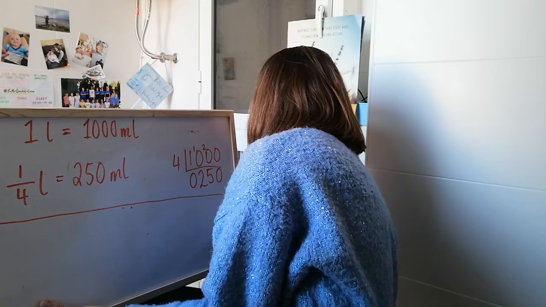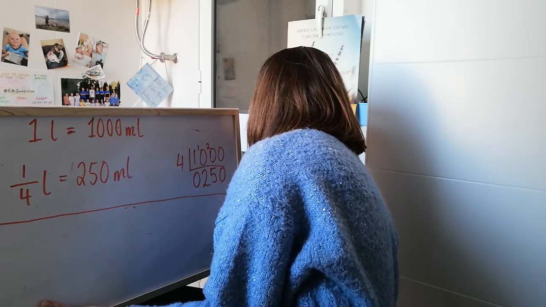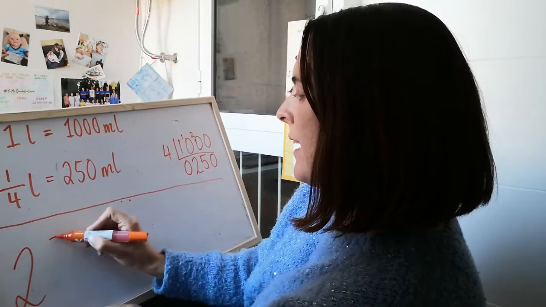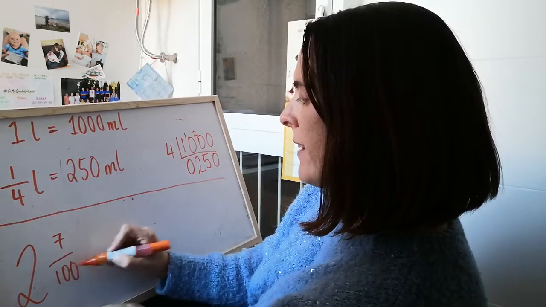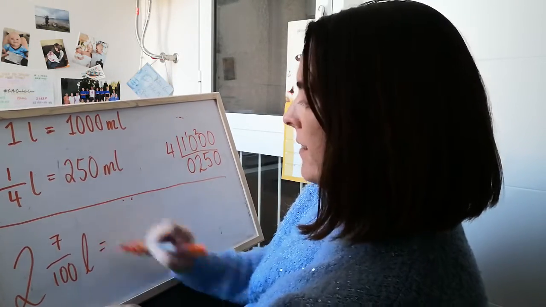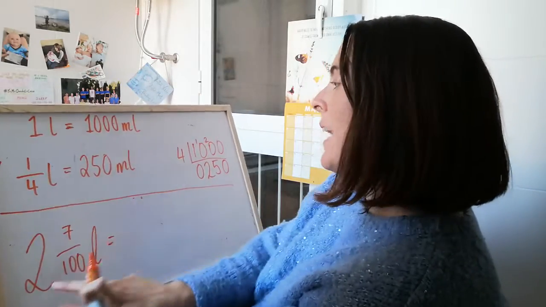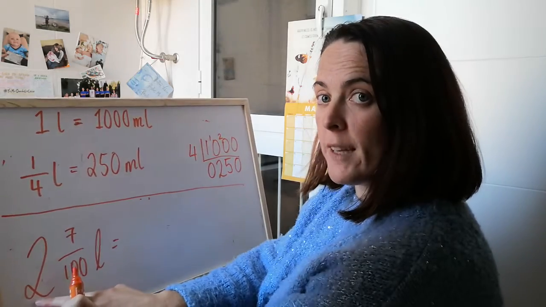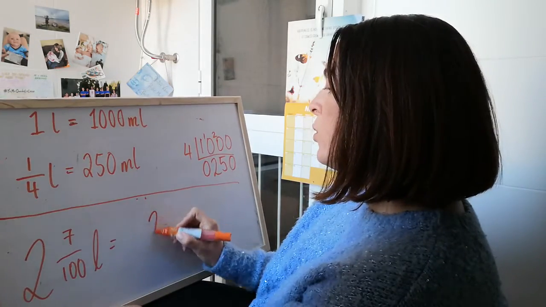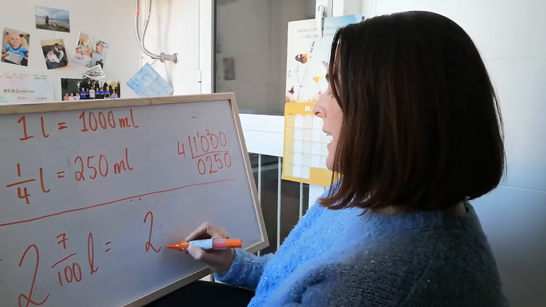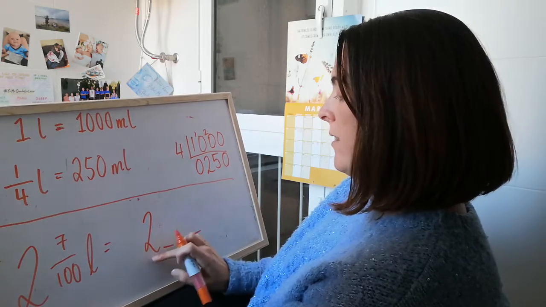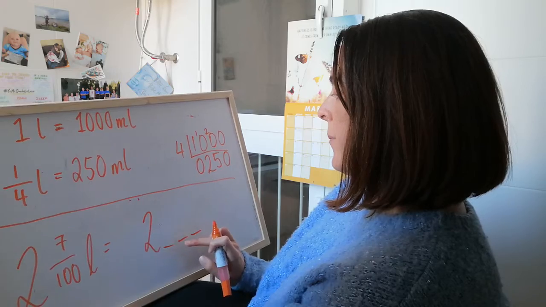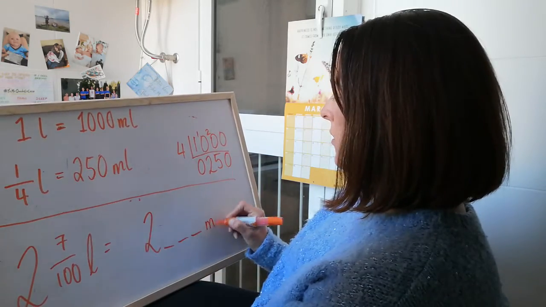So let me see. I'm going to pick 2 7/100 of a litre. This is a bit trickier. Okay, now 2 litres, that's 2 full litres. So that will be 2000 millilitres. And now I need to find out, because this is 2000s, I need to find out how many hundreds, tens and units I have in the millilitres, okay?